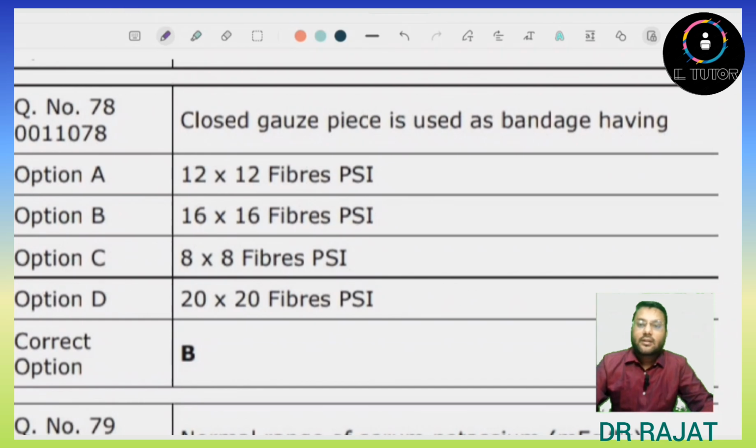So next question is, close gauze piece is used as bandage having. So this is a fact based question. The answer here will be 16 into 16 fibers. So for close gauze piece 16 into 16 fibers are there.